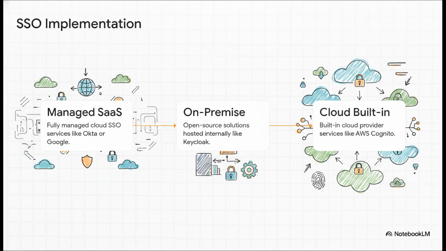And third, you can use a built-in cloud provider service like AWS Cognito or Azure Active Directory. This is really the sweet spot if your entire application architecture is already deeply natively integrated into a specific cloud ecosystem, allowing for incredibly tight, specialized access controls.